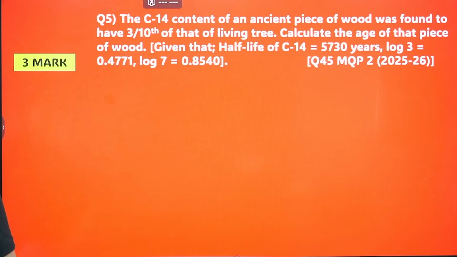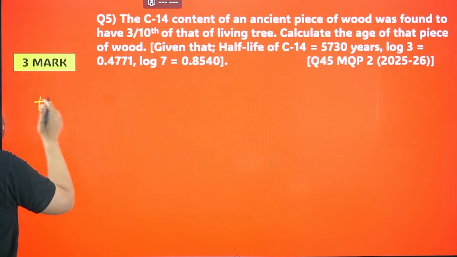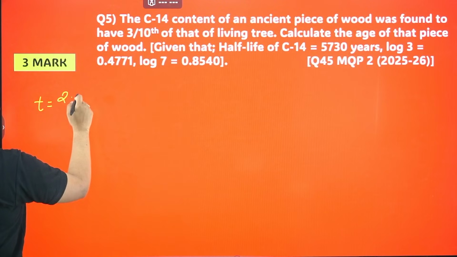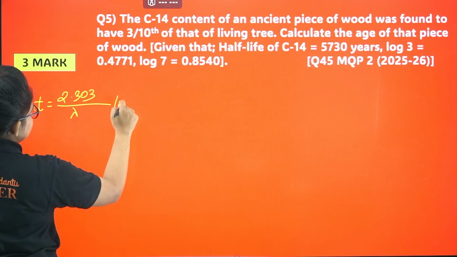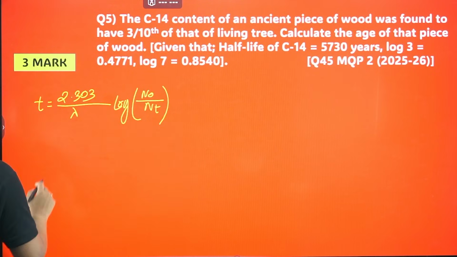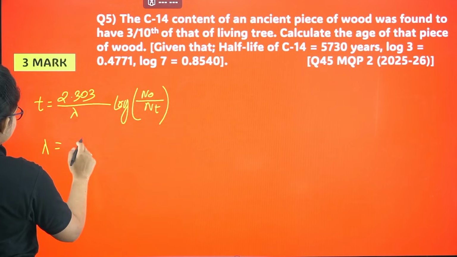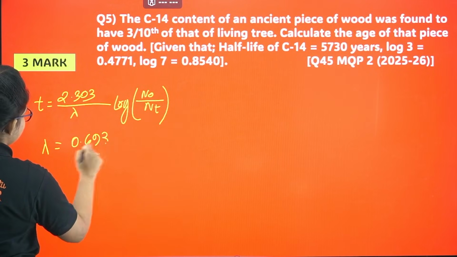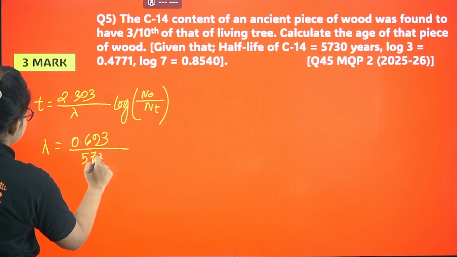Fine. We can use the first order rate equation only, because any radioactive decay will follow first order kinetics. t = 2.303 divided by lambda, where lambda is called the decay constant, times log N0 by Nt. So lambda we have to calculate because half-life is given. You can see lambda equals 0.693 divided by T half, right? T half is given as 5730.